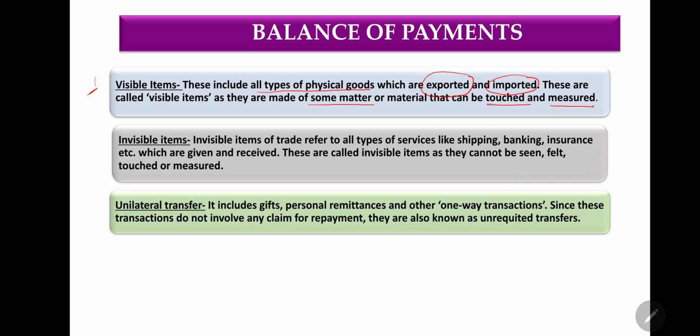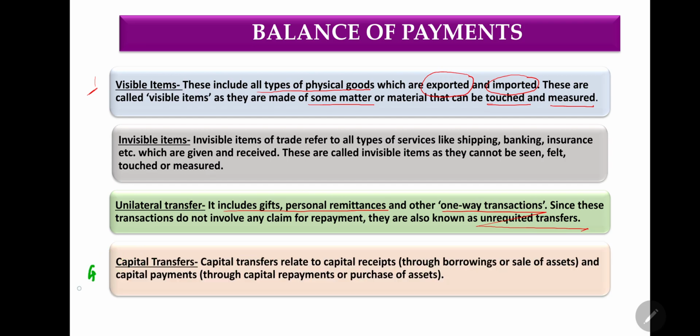The third category of economic transactions include unilateral transfers. So what are unilateral transfers? Unilateral transfers are those transfers which are one-sided transfers, one-way transactions. That means if you are giving a gift to someone, you should not expect that some gift will come in return. So these are one-way transfers. If you are sending money to your parents, grandparents, these are all one-way transfers, and they are also called unrequited transfers.